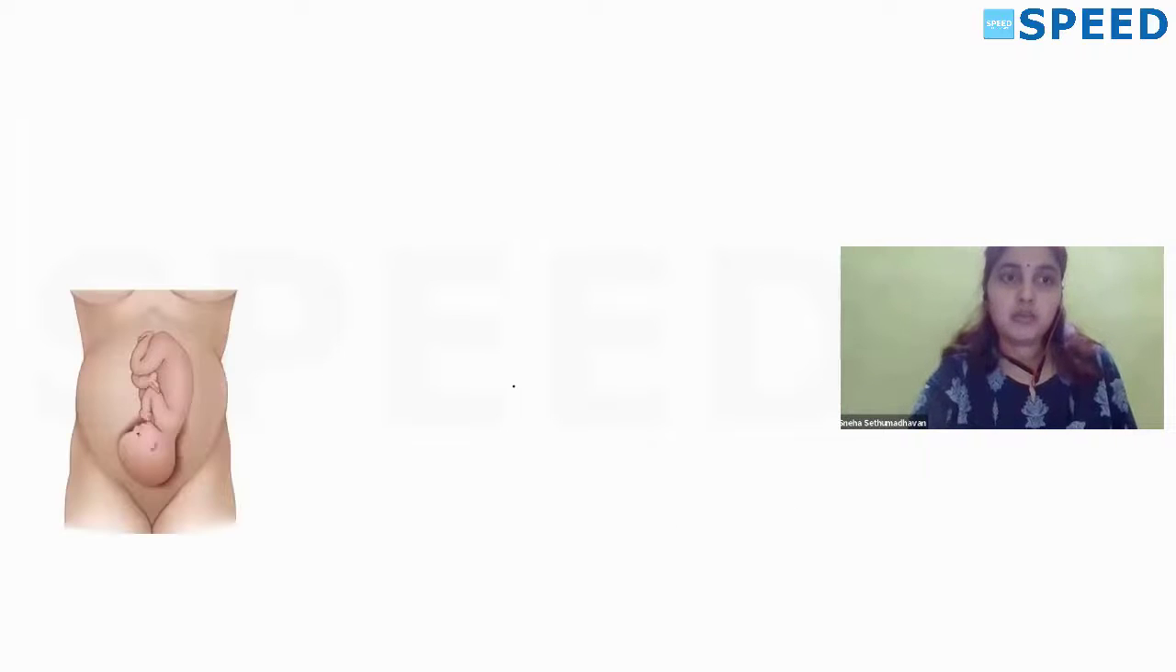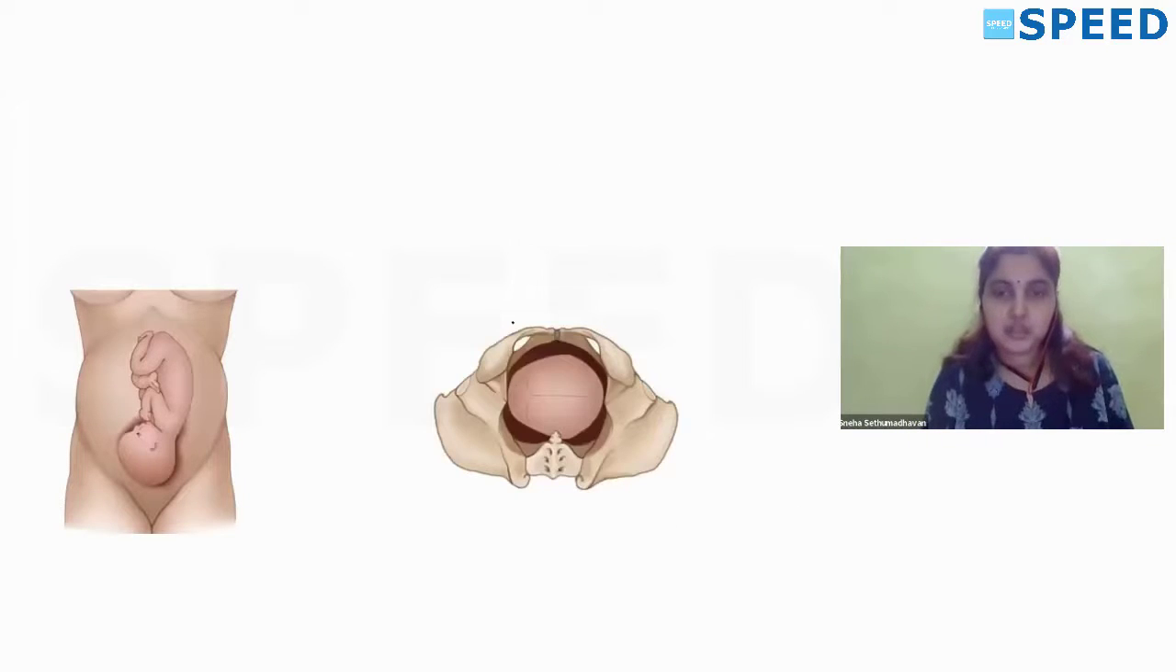All right. Now let's look at some questions on position of the baby. By position, what we mean is you need to relate how the baby's presenting part is placed in the mother's pelvis.